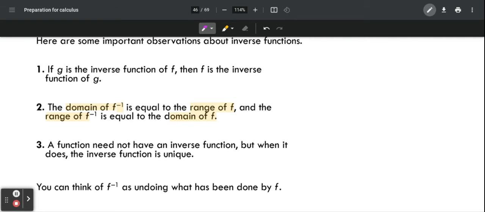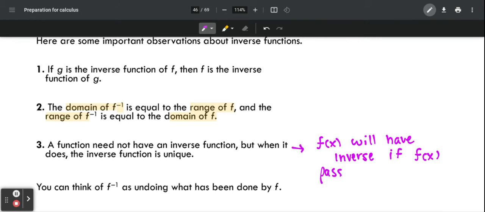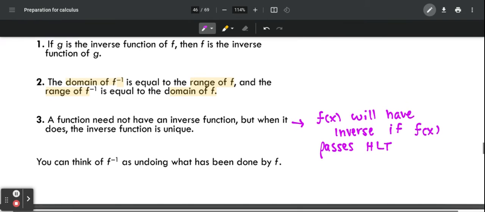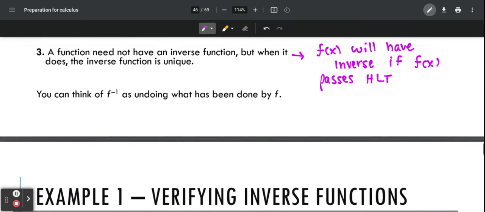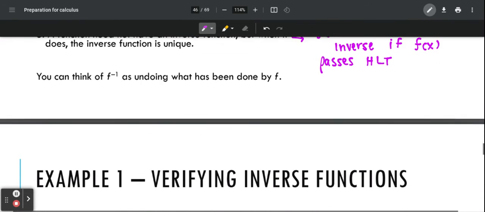So a function will only have an inverse. So f of x will have an inverse if f of x passes the horizontal line test. So if you could draw a horizontal line and it only crosses the function one time, then we know that the function would have an inverse. And you can think about an inverse as undoing what's been done by f.